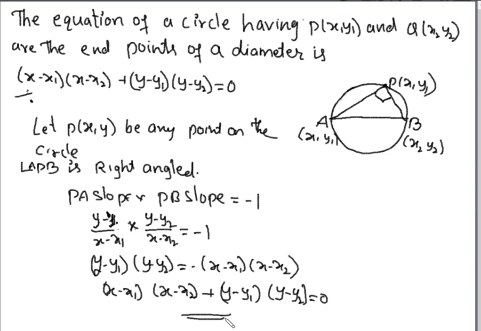This is the equation of a circle having P(x1, y1) and Q(x2, y2) as the endpoints of a diameter.